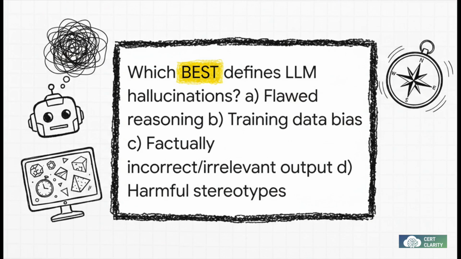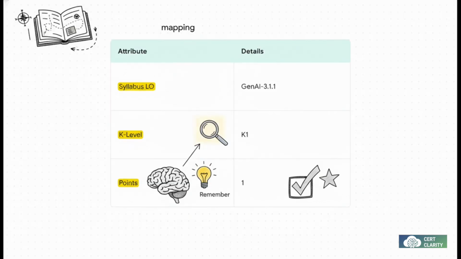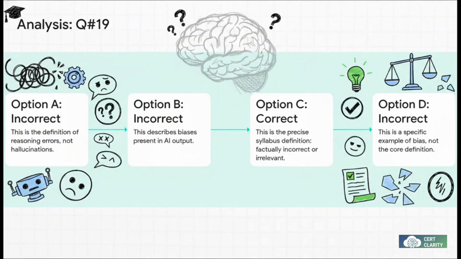Question 19. Which of the following best defines hallucinations in the context of LLMs? Go ahead, read the options. This is a perfect example of a definition question. So where does this come from? Let's map it. This is straight out of Syllabus section GenAI 3.1.1. It's a K1 level question, worth 1 point. Pure and simple recall.